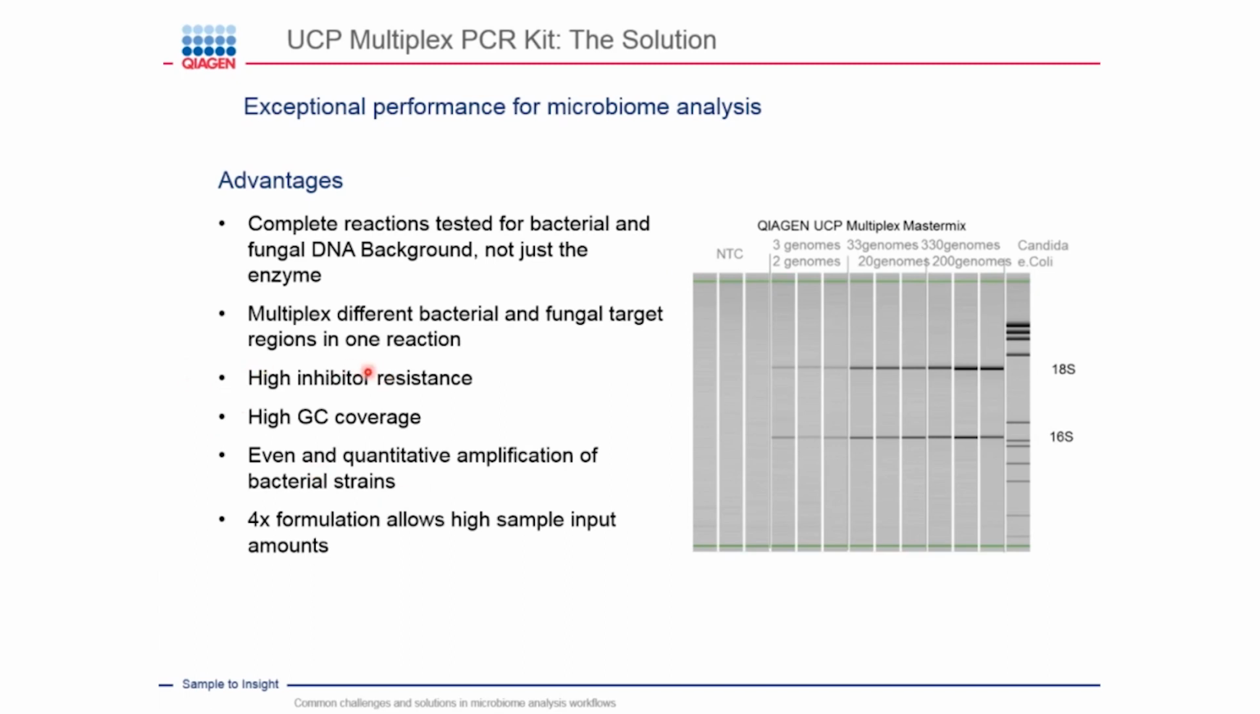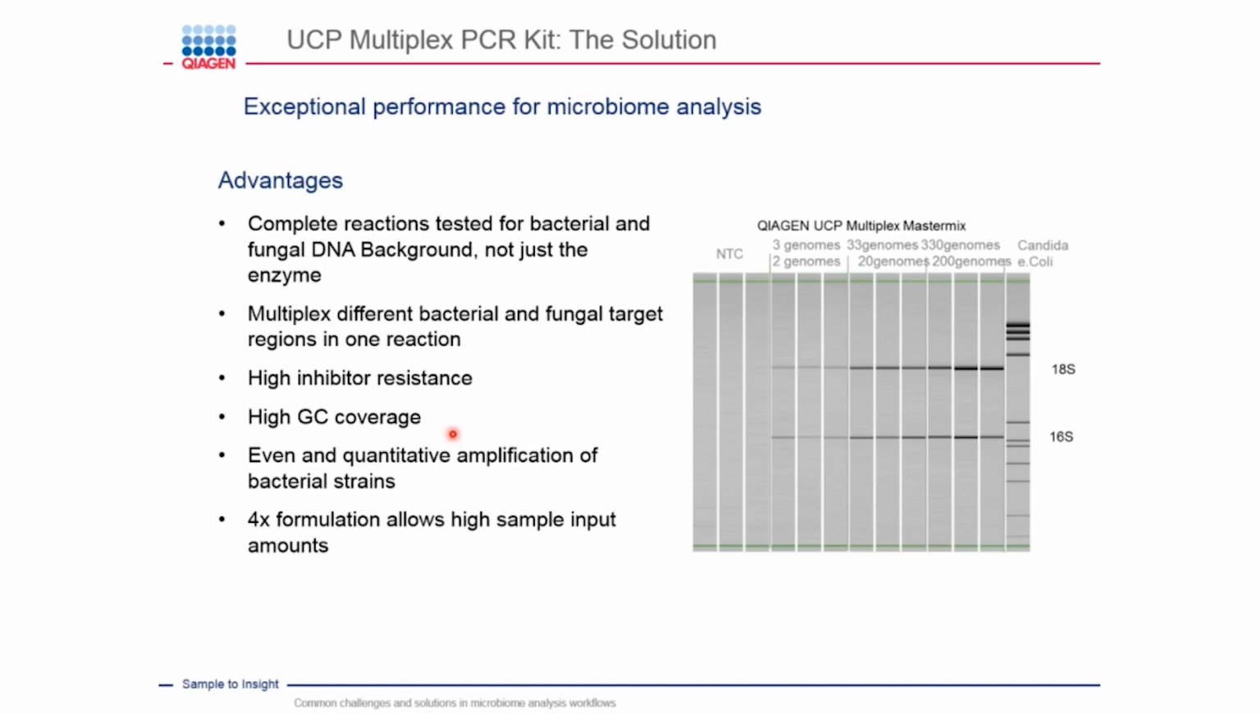The other point is we have a high inhibitor resistance. So in case you're using extraction kits without inhibitor removal technology, like our UCP QIAamp family, which on the other side has a host DNA depletion, also a good point depending on your sample material, and we have a high GC coverage.